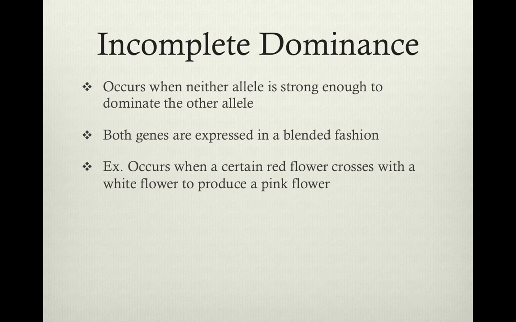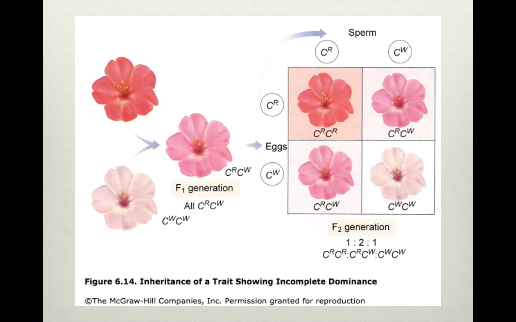A common example of this is seen when a certain red flower crosses with a white flower to produce a pink flower. In the diagram, you can see neither the red nor the white allele is dominant or recessive, so a blending of the alleles occurs. Now this diagram takes the pattern one step further and crosses two pink flowers. And you see the offspring depicted in the Punnett square.